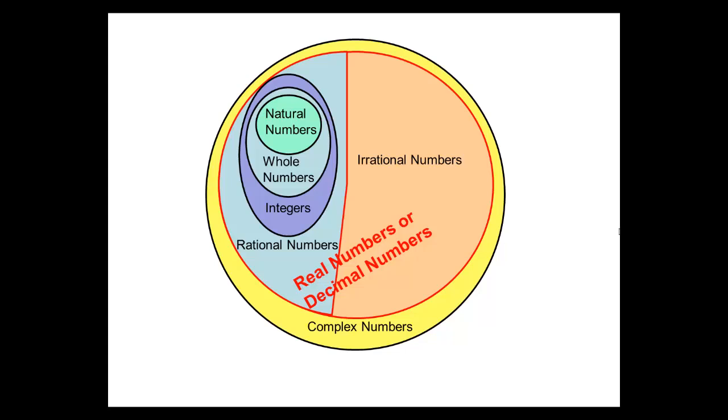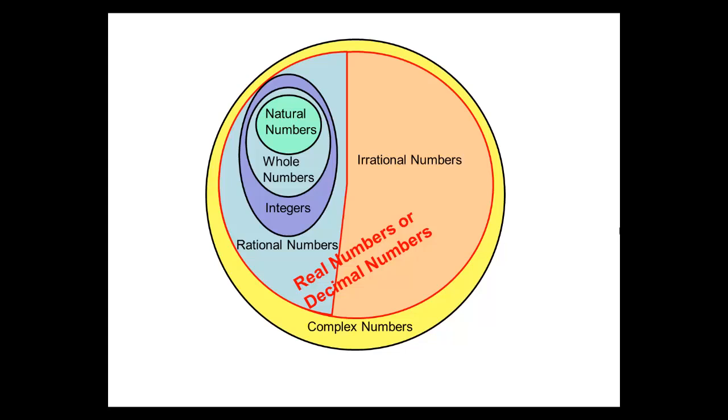So here's the next set of questions that we would like you to think about. Can you think of an example of a whole number that is not a natural number? Can you think of a number that is an integer but is not a whole number? Can you think of a rational number that is not an integer? Can you think of a complex number that is not a real number? So spend some time thinking about the questions that we have.